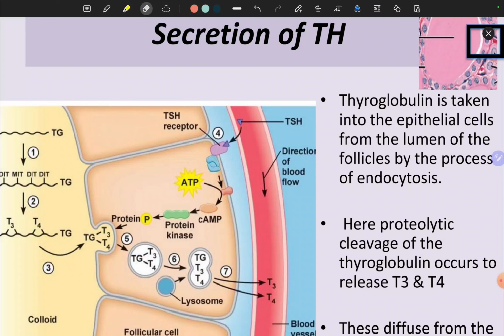Thyroglobulin containing thyroid hormone will come into the cell by pinocytosis. By this vesicle, it binds to the lysozyme, and these enzymes cause removal of the thyroid hormone from the thyroglobulin molecule and release of T3 and T4 to the circulation.